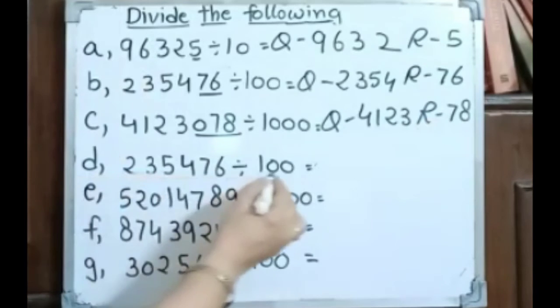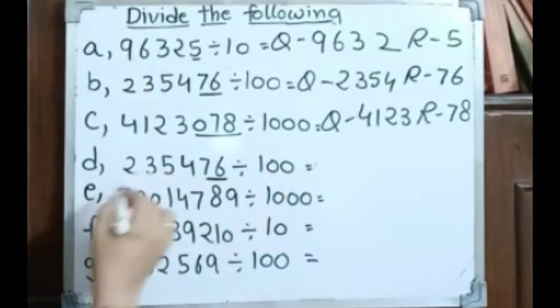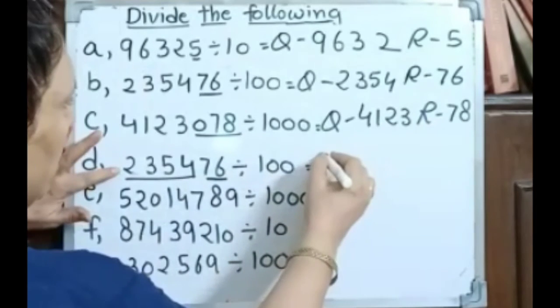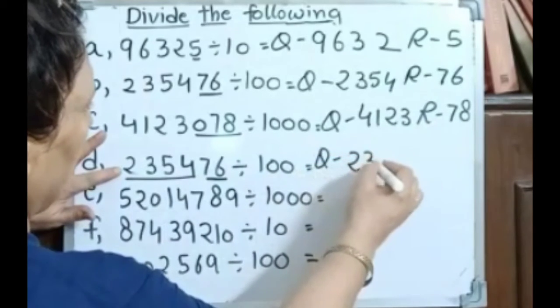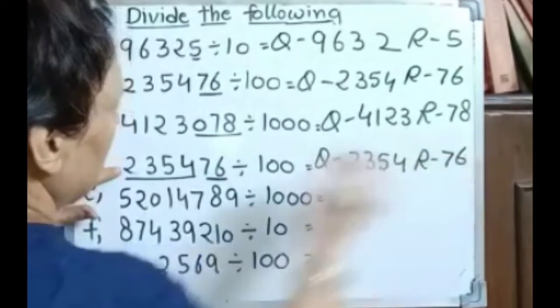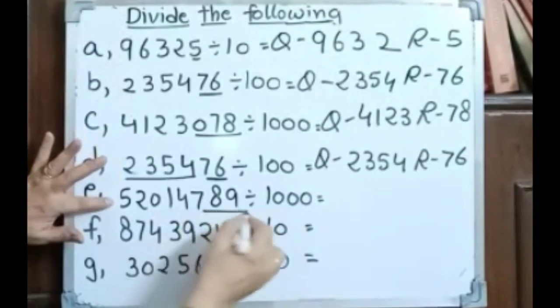So here again we have two zeros. This is the remainder, and the rest of the digits are the quotient. So the quotient is 2, 3, 5, 4. The remainder is 76.